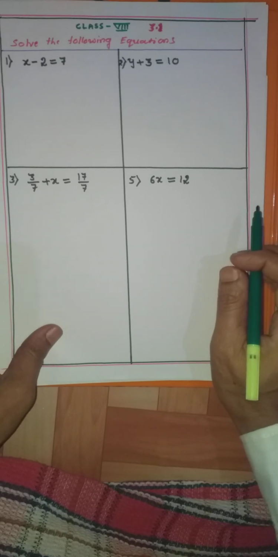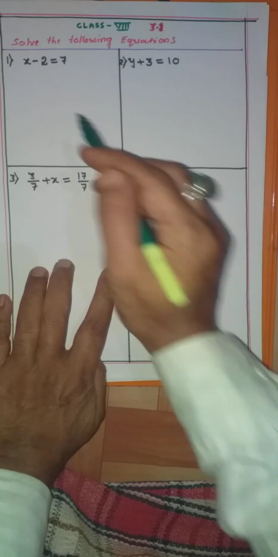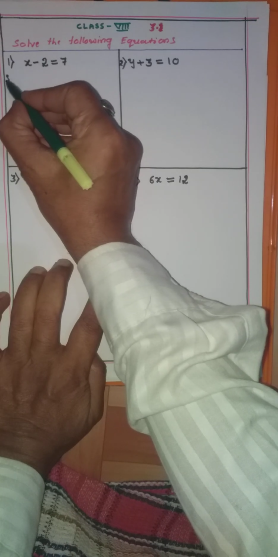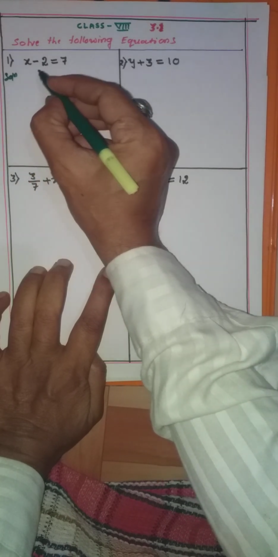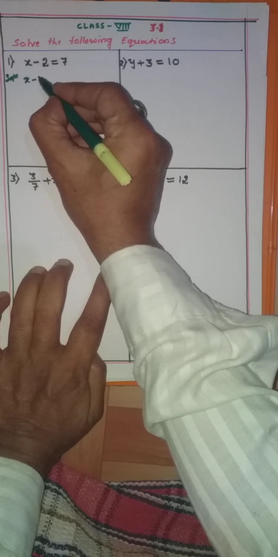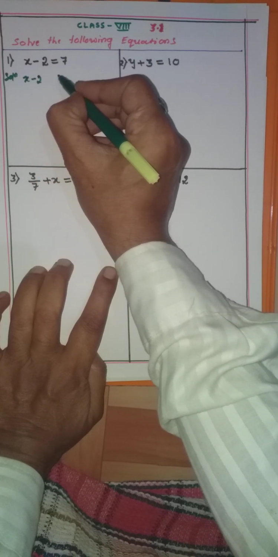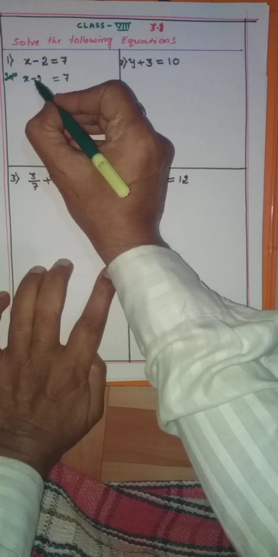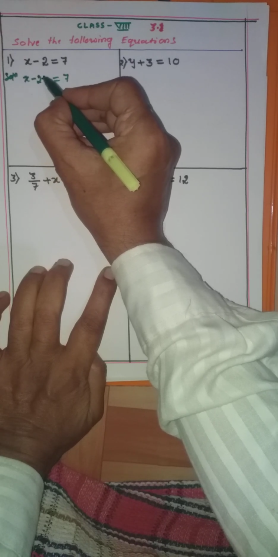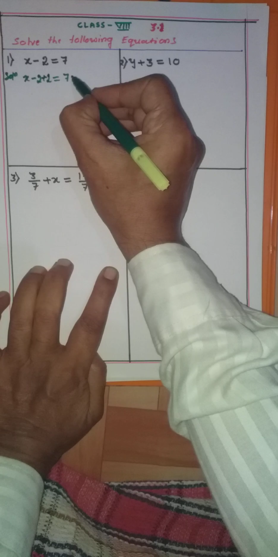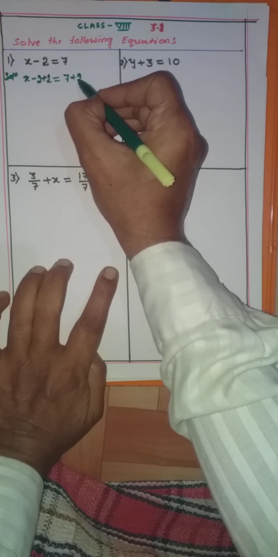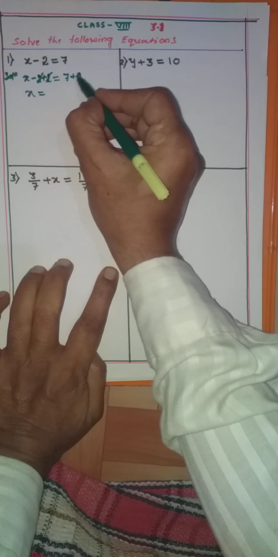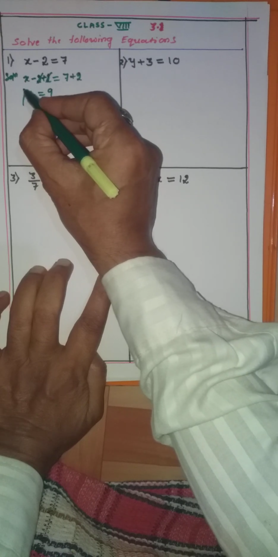Solve the following equations. First one, x minus 2 is equal to 7. Solution: x minus 2 is equal to 7. Here minus 2, put here plus 2, here also plus 2. Plus 2 minus 2 gets cancelled. x is equal to 7 plus 2, 9.